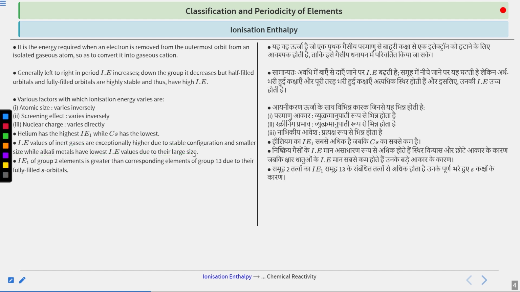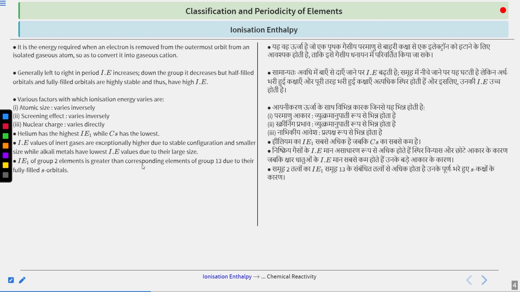If we talk about group 2 elements, the ionization energy of group 2 is comparatively greater than the corresponding element of group 13 due to their fully filled s orbital. What is the meaning of that? It means that the ionization energy of a group 2 element is greater than the corresponding element of group 13.